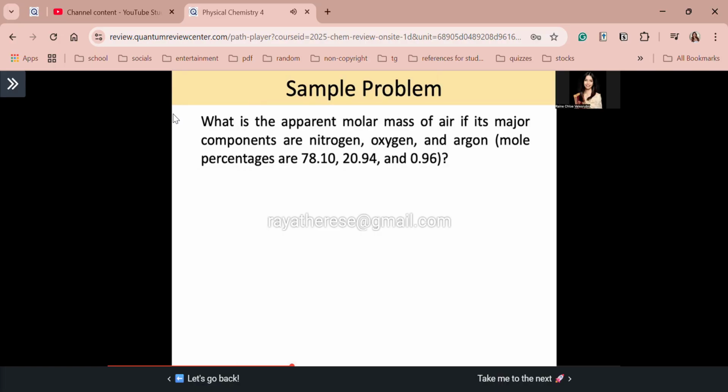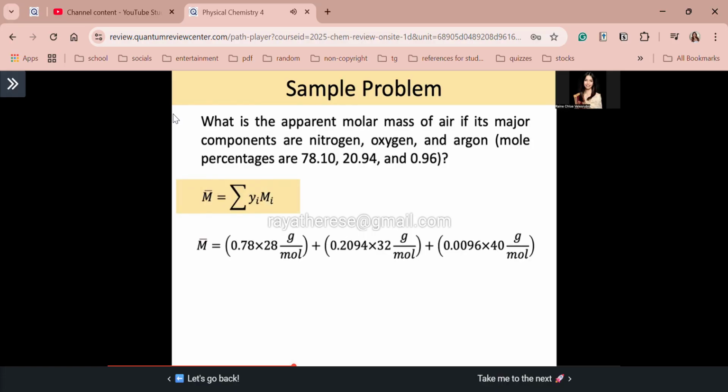What is the apparent molar mass of air if its major components are nitrogen, oxygen, and argon? The mole percentages are 78.10%, 20.94%, and 0.96% respectively. So let's solve. This is again your apparent molar mass equation. Guys, again, the Yi is the mole fraction of your component. Treat nitrogen, oxygen, and argon as the gas components of the mixture, or the mixture of air. The 78.10 and 20.94 are percentages; these are your mole fractions once converted.